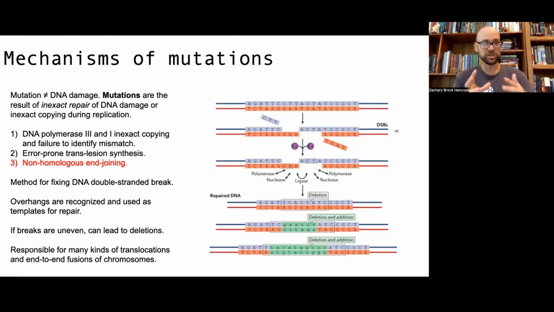And this kind of mutation is what's responsible for things like translocations, as well as end-to-end fusions of chromosomes. So you can have really big genes that can get translocated into a completely new location due to this non-homologous end joining mechanism.